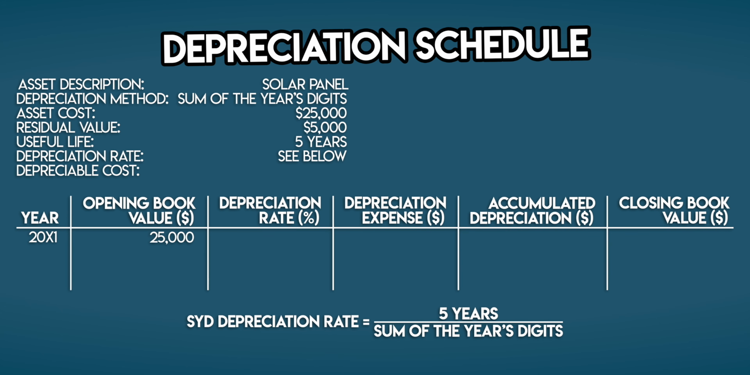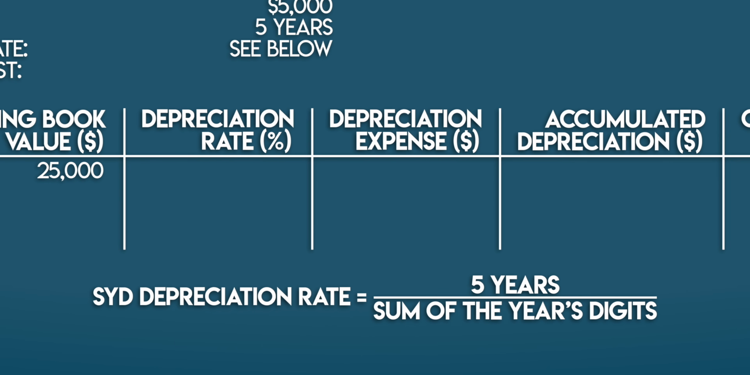But be careful because this top line changes each period. Now the bottom line is called the sum of the year's digits and it doesn't change. We only have to work it out once. There are 2 ways to do that and I'll show you both. The long way is more intuitive.